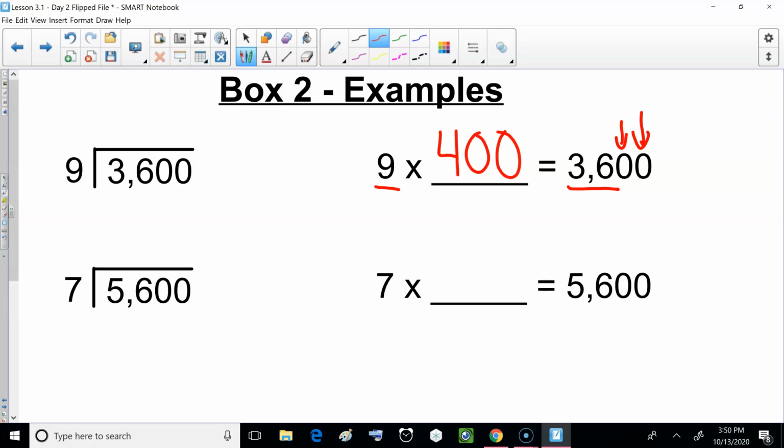So now how does it look in division? Well, 9 can go into 3. Nope, it can't go into 3. Can 9 go into 36? Yes, it can. That would be the 4. And then 9 times 4 is 36. I subtract, I'm left with 0.